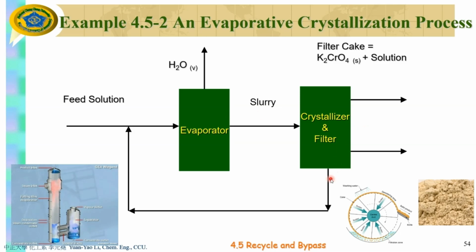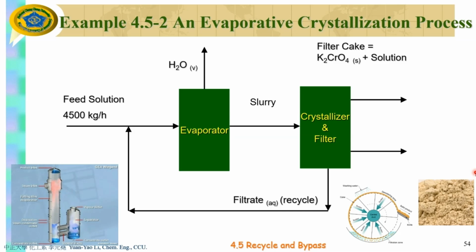Okay, you cannot discharge this water because it contains potassium chromate. It's kind of a toxic chemical. So we have to recycle. We call it the filtrate, recycled back to this feed solution. And then we have 4,500 kilograms per hour, which is fed into this reactor, this separator.